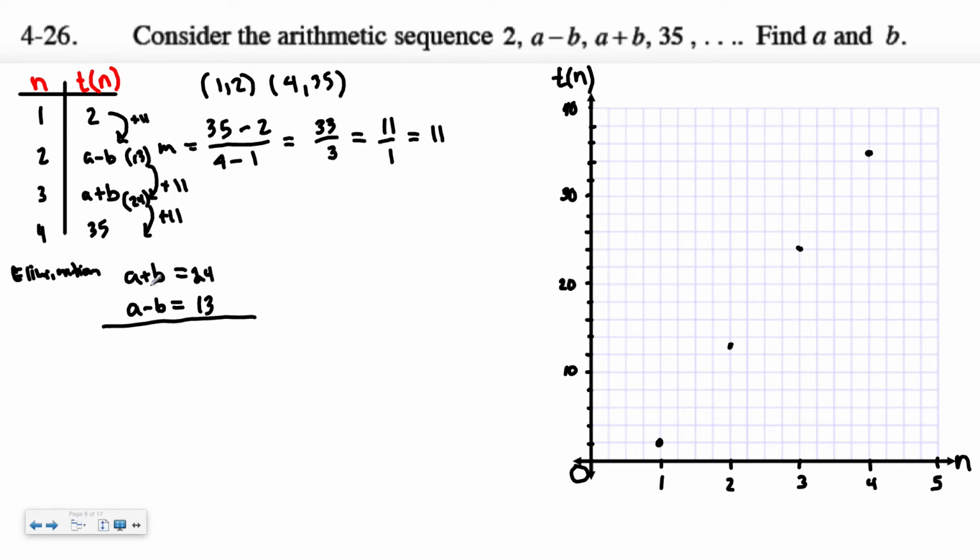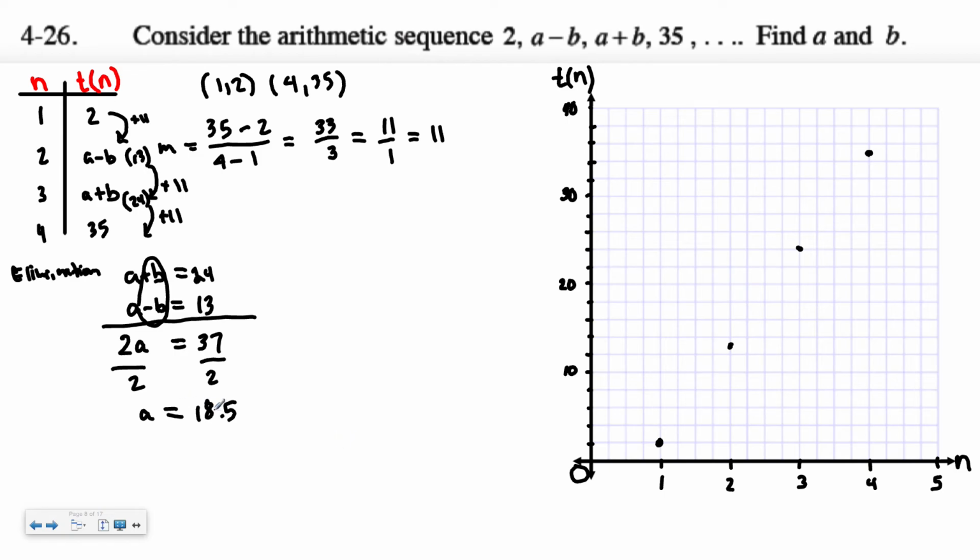I already have them both in standard form, and I notice here that I have a positive b and a negative b. So if I took these and I added them together, a plus a is going to give me 2a. These are additive inverses, so they are going to give me a value of 0. And then 24 plus 13 is going to give me 37. Not the prettiest number, but sometimes you get numbers that aren't whole numbers there. So we've got a is going to equal 37 divided by 2, which is 18.5.